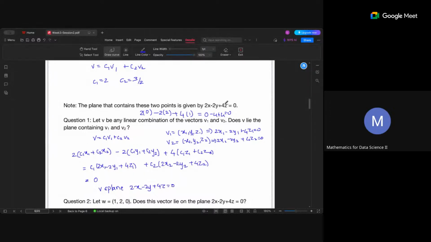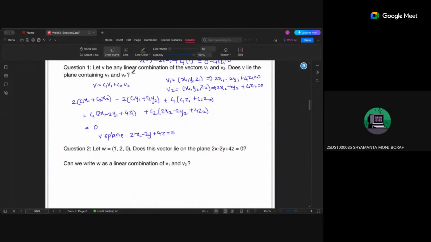So instead of 2x minus 2y plus 4z, if we have any plane of the form ax plus by plus cz, you are going to apply the exact similar steps for understanding that any 2 points lying on this plane, the sum is also going to lie on the same plane. Is that clear? Yes, ma'am. Okay, fine.